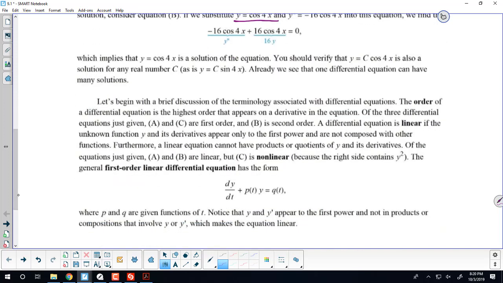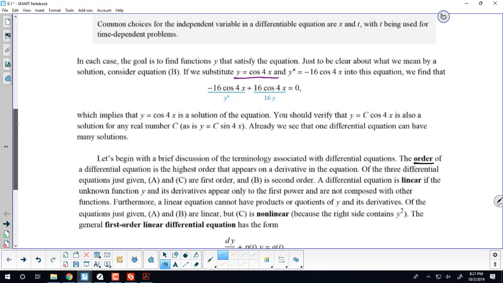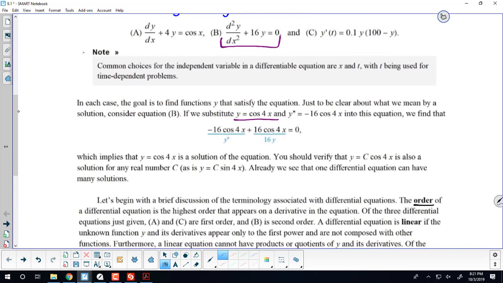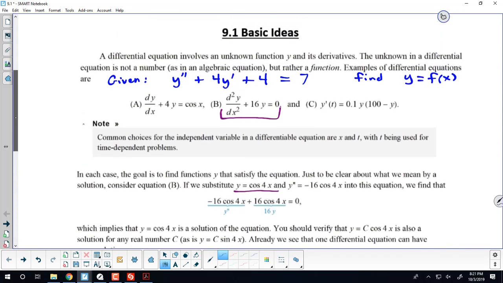Some terminology associated with differential equations is the order. The order of the differential equation is the highest derivative that appears. So differential equation B is a second order differential equation. A and C are both first order because you just have the first derivative showing up. The example we wrote down is a second order differential equation.